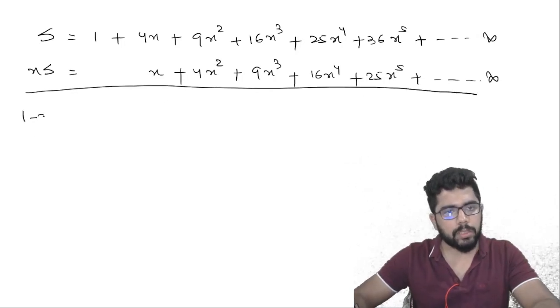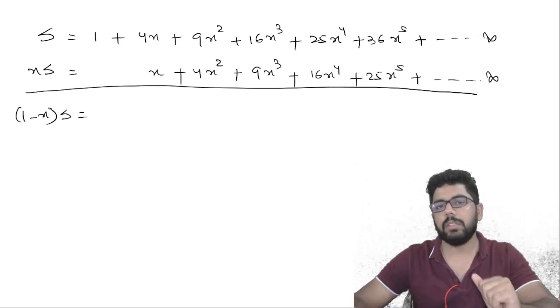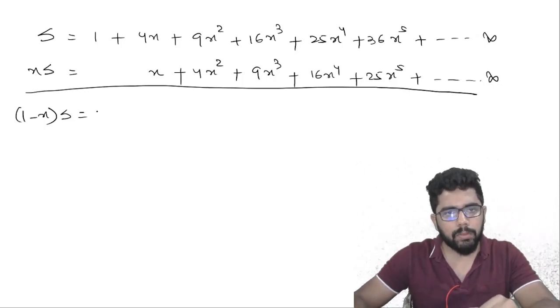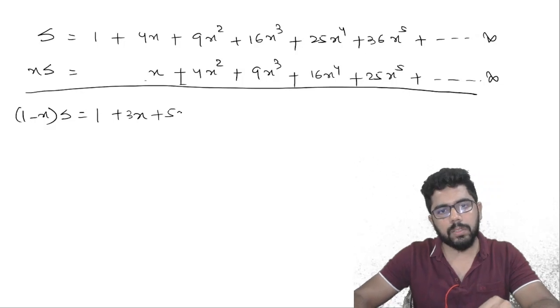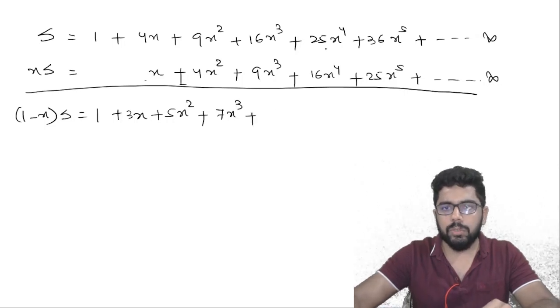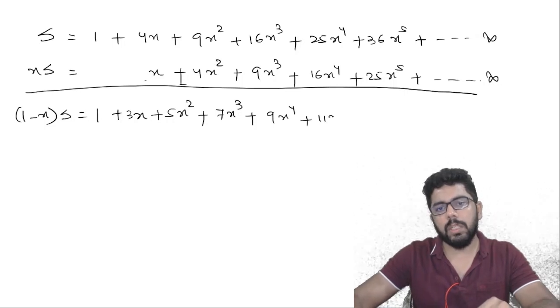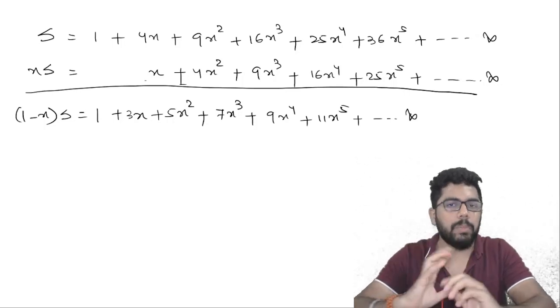Now what you do is subtract. So LHS would look like this: S minus x into S, so S common, 1 minus x. I'll have 1 here. 4x minus x, I'll have 3x. 9x square minus 4x square, I'll have 5x square. 16x cube minus 9x cube, you have 7x cube. 25x to the power 4 minus 16x to the power 4, you have 9x to the power 4. Similarly 11x to the power 5, and so on till infinity. We get this result.